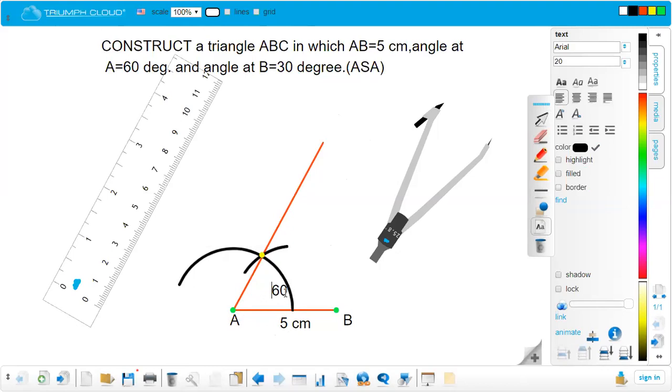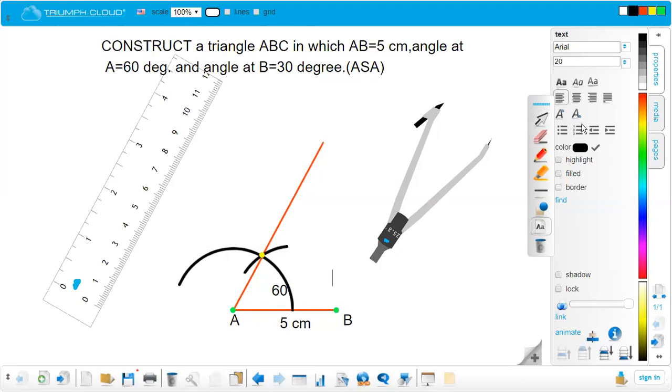Okay, this is 60-degree, and the next angle is here. The second angle at the point B is here, 30-degree. Here we have constructed an angle of the 60-degree at the point A. Let's construct an angle of the 30-degree at the point B.